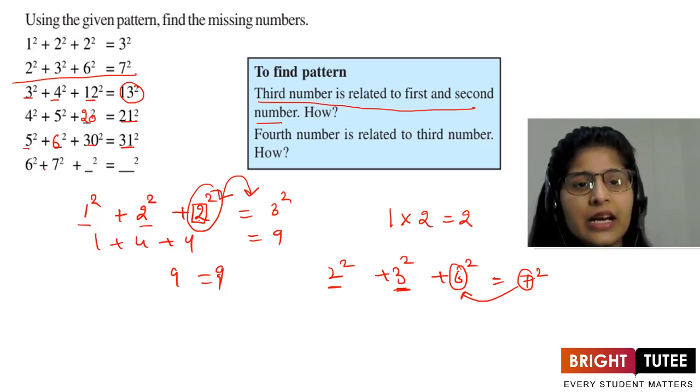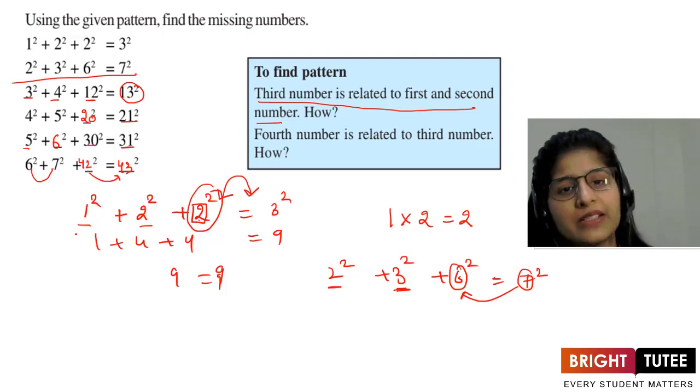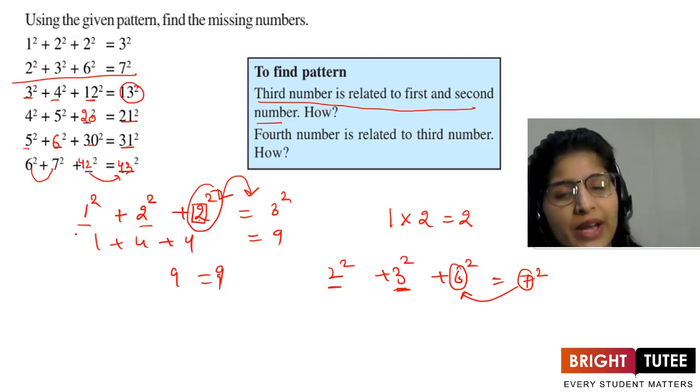Is that clear? Now here we have 6 and 7. So multiply 6 and 7, we get 42. 42 whole square is equal to 43 square, one more than 42. Is that clear? So by observing the patterns, we can definitely fill the blanks that they ask us to fill very easily.